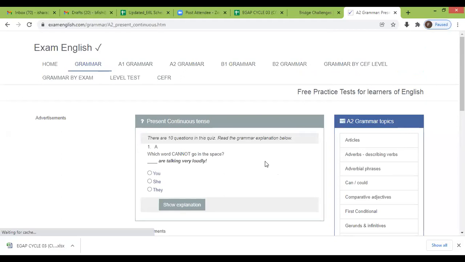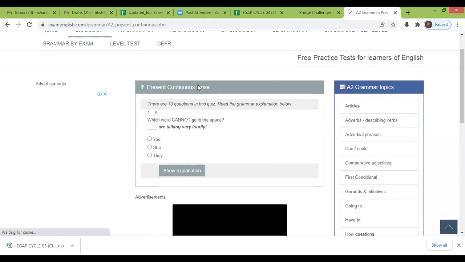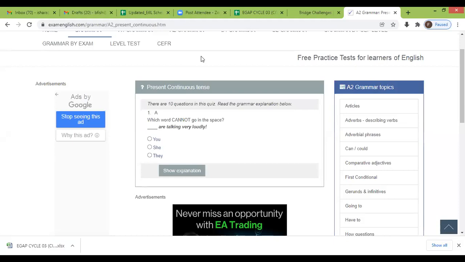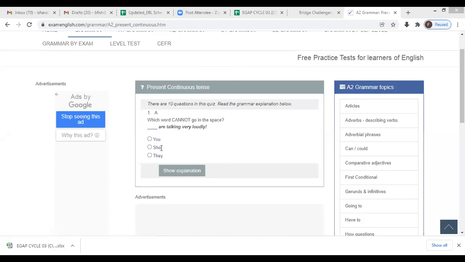Right. So what do you think is the answer that should come here? Which word cannot go in the space? She. Why that she? Why not you? They are. Who is plural noun? Of course. Now you can be plural, also singular in certain situations. So you are talking loudly, also correct. They are talking very loudly, also correct. But she, we know it's singular form, so you have to use is.